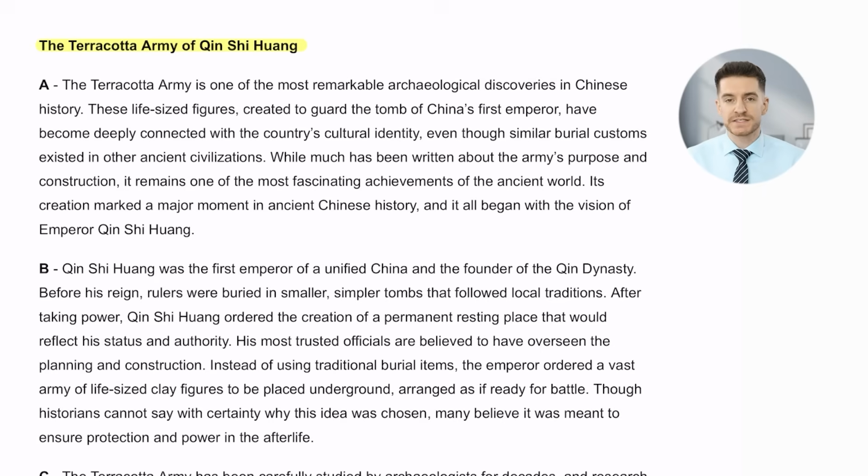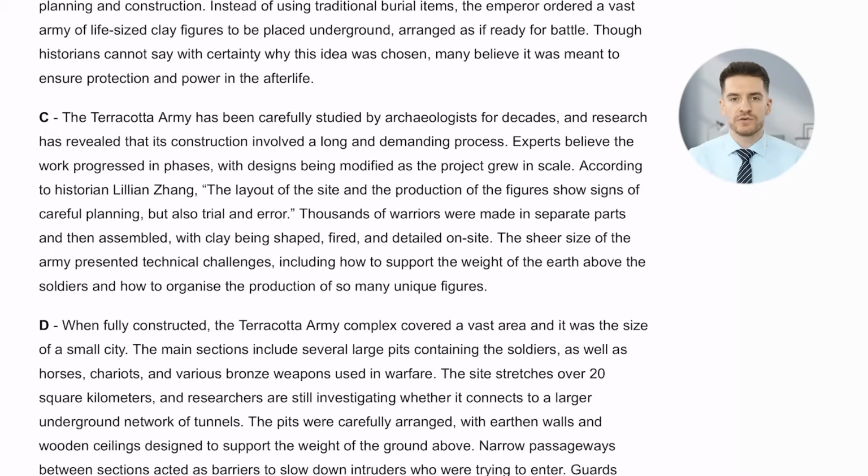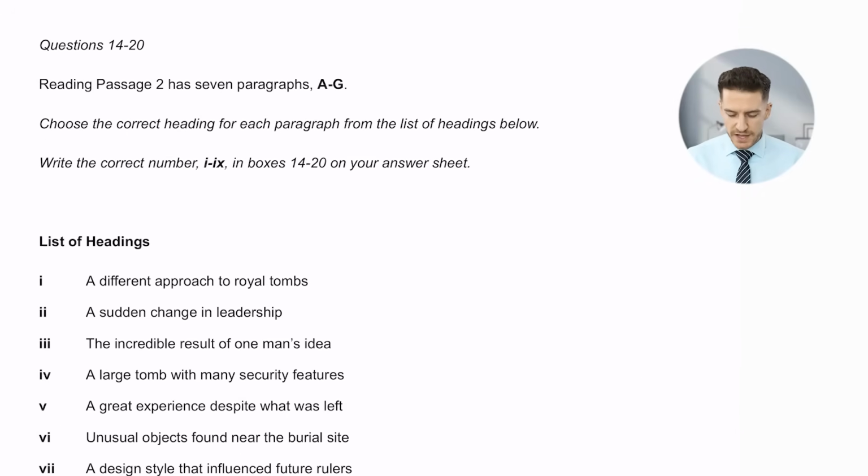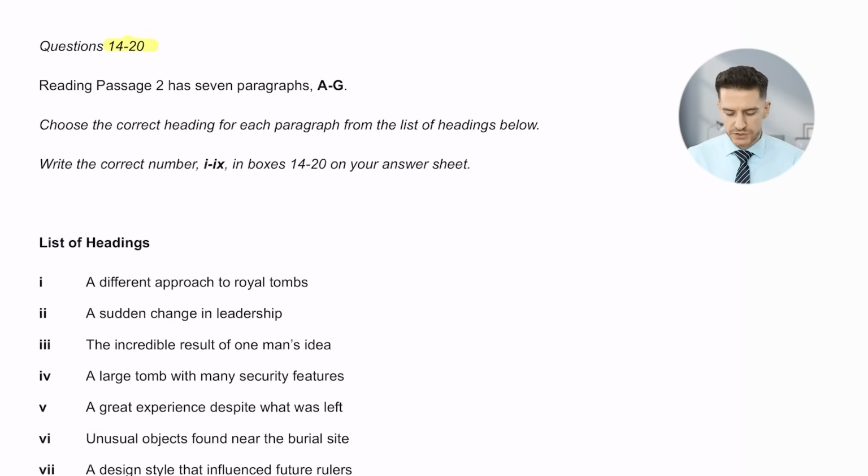Now, when you get your passage 2, the first thing you can do is skim the passage if you like. If you do so, you shouldn't take very long. You should do it within about 30 seconds because you don't have much time. Now, for the purposes of this video, we're not going to do that. We're just going to go straight down to the questions. So here they are, questions 14 to 20.